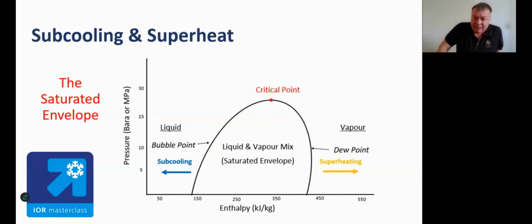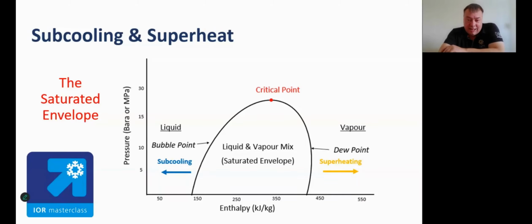Okay, so we've seen our saturated envelope. We've got our bubble point and our dew point. The critical point is at the top of the saturated envelope. This is where the critical temperature and the critical pressure lines meet. Okay, that's probably for another masterclass as well.